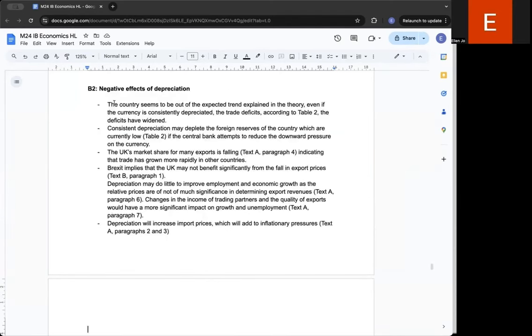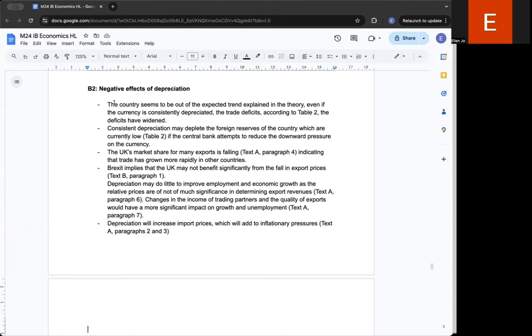Moving on to the next discussion point, it is about the negative effects of depreciation. You can say that unlike the theoretical expectation, the country seems to be out of the expected trend. Even if the currency is consistently depreciated, the trade deficit, according to Table 2, has widened. And consistent depreciation may deplete the foreign reserves of the country, which are currently already low. Also, the UK's market share for many exports is falling, indicating that trade has grown more rapidly in other countries.